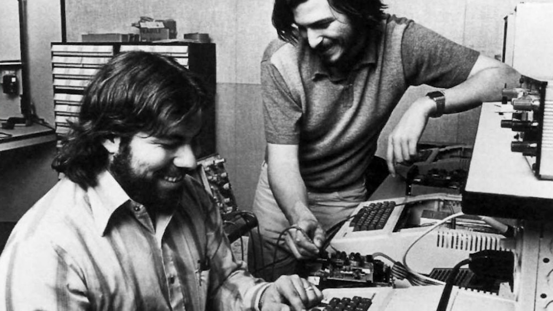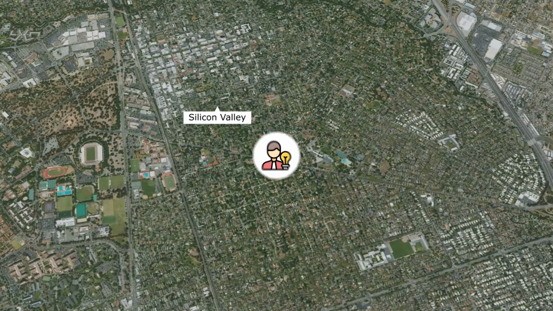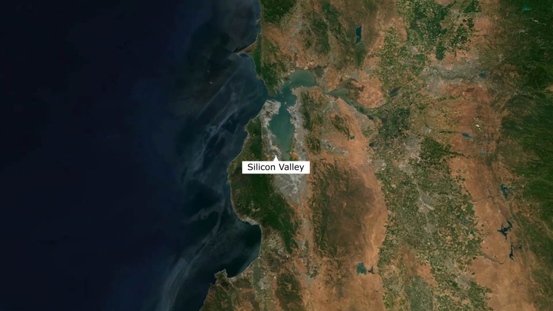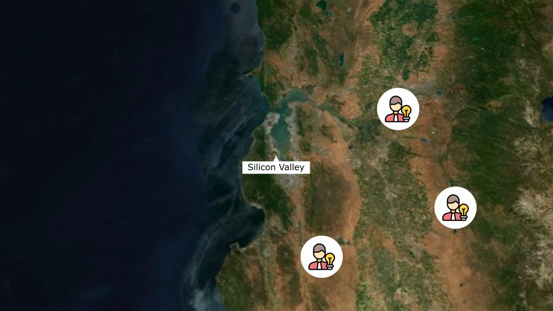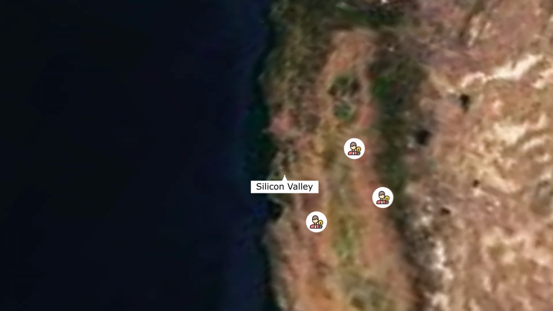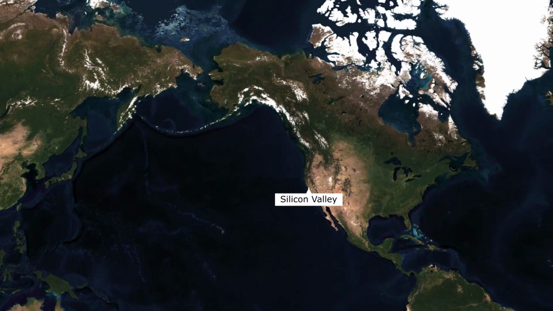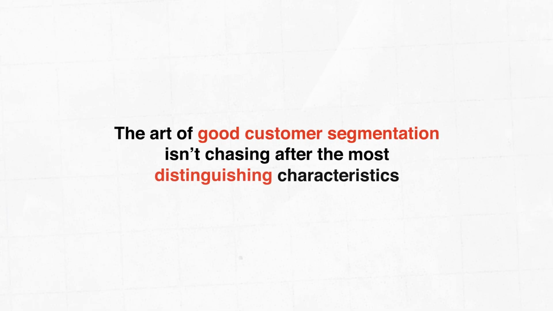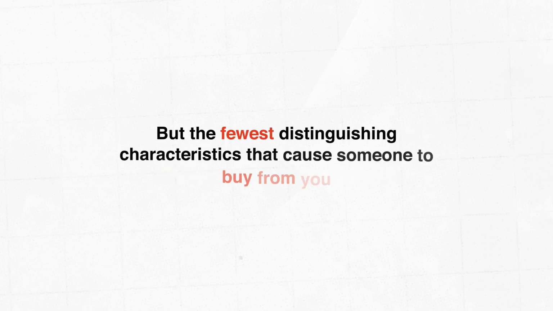To make this more concrete, let's assume I define a startup founder using the old stereotype of two 20-something guys in a garage in Silicon Valley. If I go looking there, I will find these entrepreneurs who meet the criteria, and if I don't bother looking any further, I'll miss the much larger mountain, which is a much bigger market of 100 million plus entrepreneurs all over the world that transcend age, gender, and geography. The art of good customer segmentation isn't chasing after the most distinguishing characteristics, but the fewest distinguishing characteristics that cause someone to buy from you.